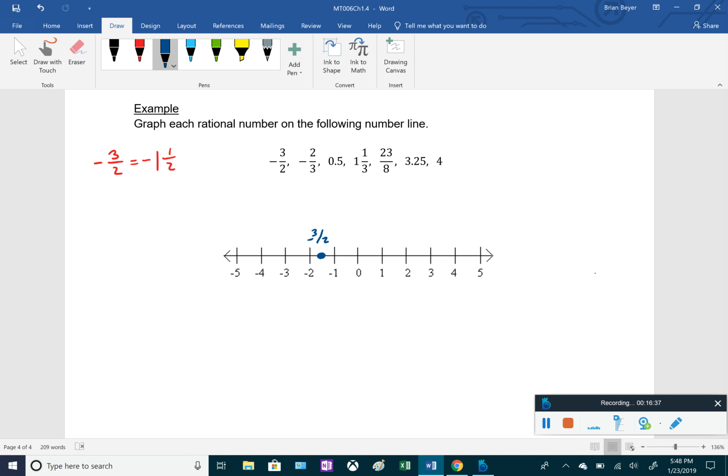Negative 2/3 is 2/3 of the way to negative 1, or negative 0.6 repeating. So that's going to be right here. Next, for 0.5, 0.5 is obviously 1/2, halfway between 0 and 1. So that's going to be right here. For 1 1/3, that's going to be 1, and then adding another 1/3. So that's 1/3 of the way from 1 to 2, so about right here.